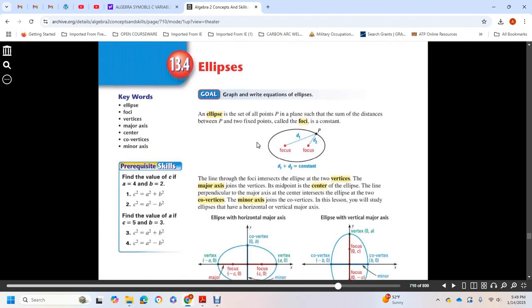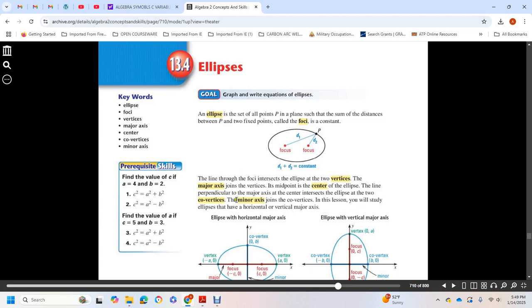Ellipses. An ellipse is the set of all points P in the plane for which the sum of the distances from two fixed points, called the foci, is a constant. A line through the foci intersects the ellipse at two vertices. The major axis is the segment joining the vertices, and its midpoint is the center of the ellipse. The line perpendicular to the major axis through the center intersects the ellipse at two co-vertices. The minor axis joins the co-vertices.